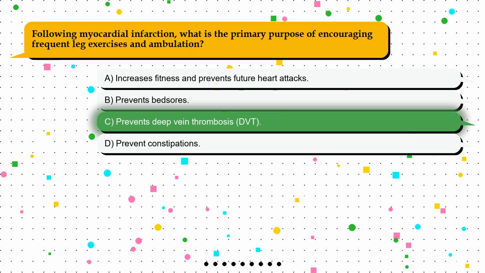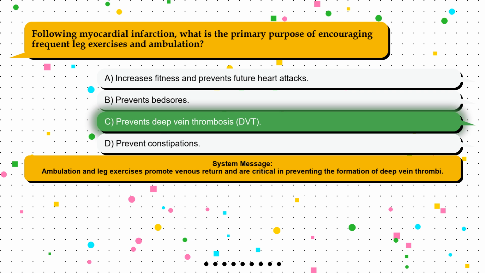The correct answer is option C. Prevents deep vein thrombosis, DVT. Ambulation and leg exercises promote venous return and are critical in preventing the formation of deep vein thrombi.